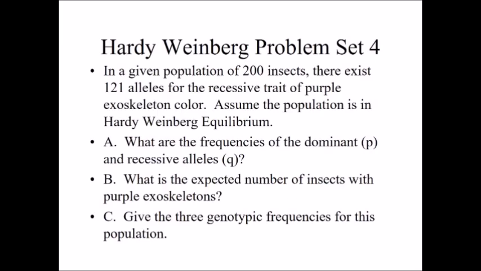In a given population of 200 insects, there exist 121 alleles for the recessive trait of purple exoskeleton color. Assume the population is in Hardy-Weinberg equilibrium. Part A, what are the frequencies of the dominant and recessive alleles, P and Q? Part B, what is the expected number of insects with purple exoskeletons? And Part C, give the 3 genotypic frequencies for this population.